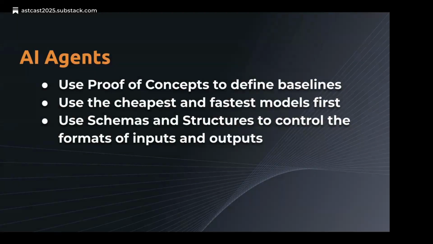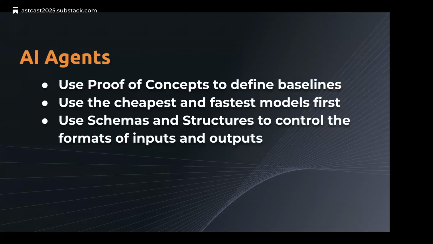So with agents, use proofs of concept. Again, it's easy to get something going, but you want to have a baseline that you can use to say, if we spend more time and energy on this, are we doing it better? Are we doing it worse? Having a baseline is a fundamental thing in any science or data science kind of theory. You want to use the cheapest and fastest models first. Hopefully that just makes sense. It's probably your money that you're using to do this, so be nice to yourself. If it's not your money, use the slowest, most expensive.